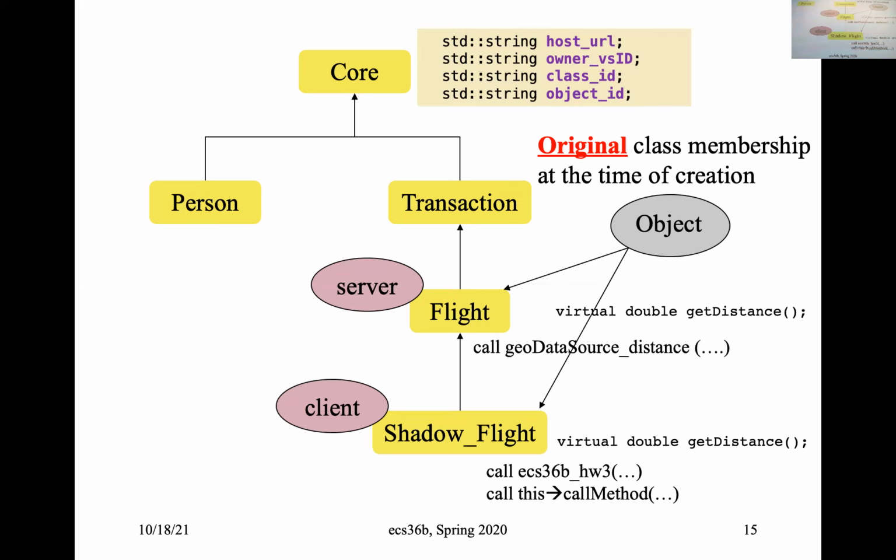But here is something interesting: not only did we split the fly out of transaction, but we actually introduce a new concept called Shadowfly. And the reason we have a Shadowfly is that we actually utilize the virtual function, which I'm going to explain to you.